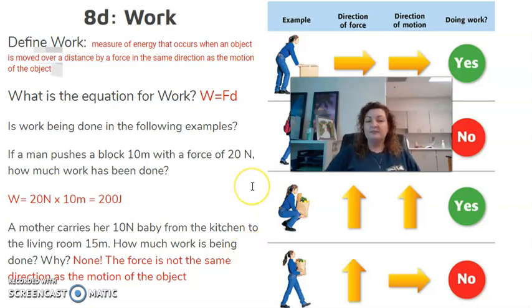This next one says, a mother carries her 10 Newton baby from the kitchen to the living room 15 meters. How much work is being done and why? So there's no work being done. And I know that sounds crazy because it seems like it's going to be a big math problem, right? And it's not. You need to really think through this for a second. The force is not the same as the direction of motion of the object. Therefore, no work is being done. It would kind of be like the lady carrying groceries, except she's carrying a baby, right? So her force is up, holding the baby up against gravity, but she's moving forward. So it's not the same direction. You don't even have to do math there because no work is being done.